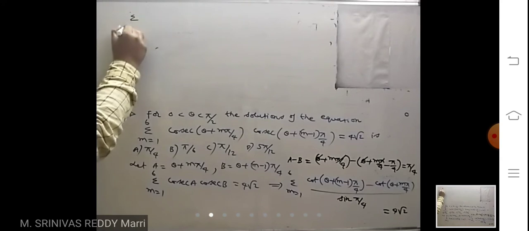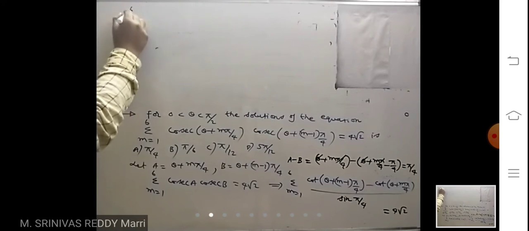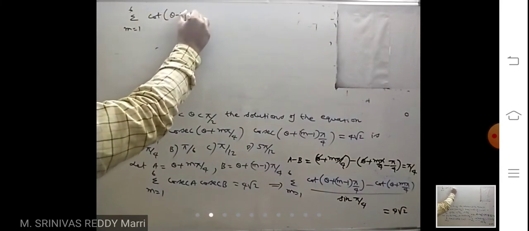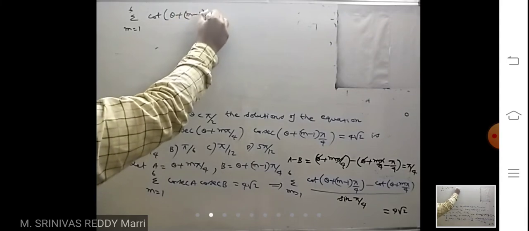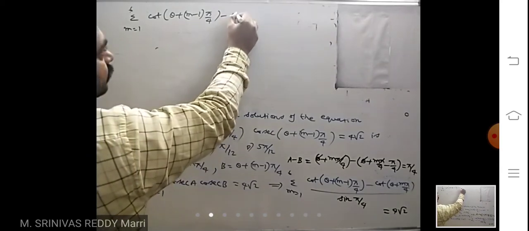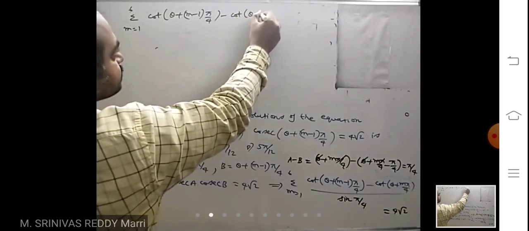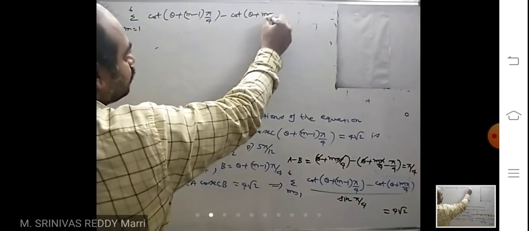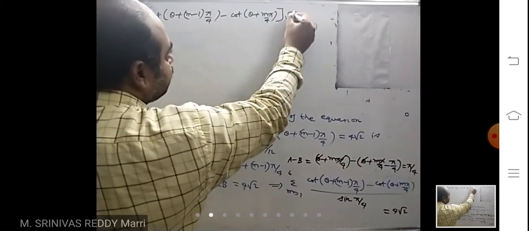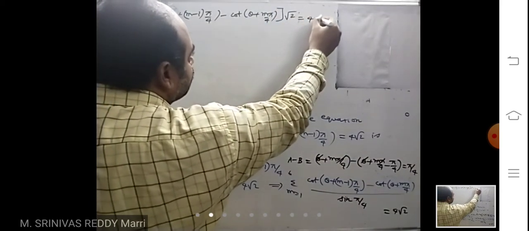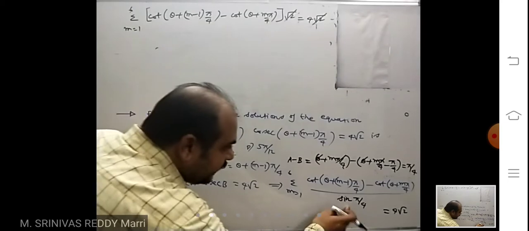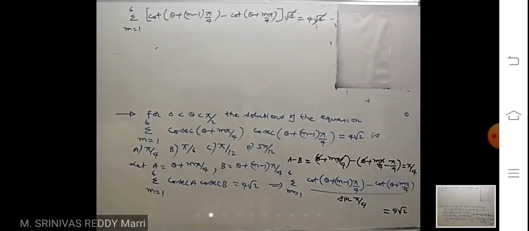So our equation becomes, observe carefully, sigma of cot theta plus m minus 1 pi by 4 minus cot theta plus m pi by 4, and root 2 will come here, equal to 4 root 2. This root 2 will get cancelled, since it is 1 by root 2 and root 2 comes up, so the root 2 cancels.